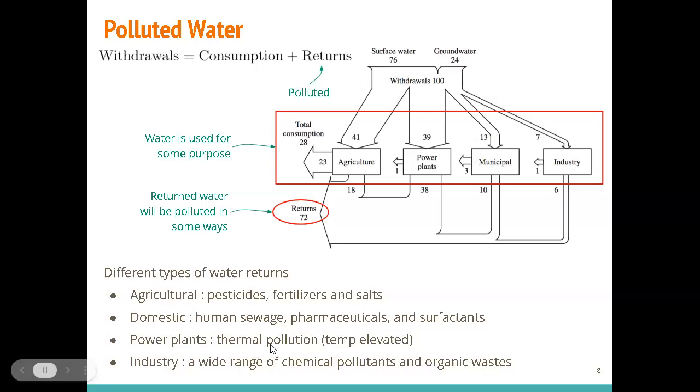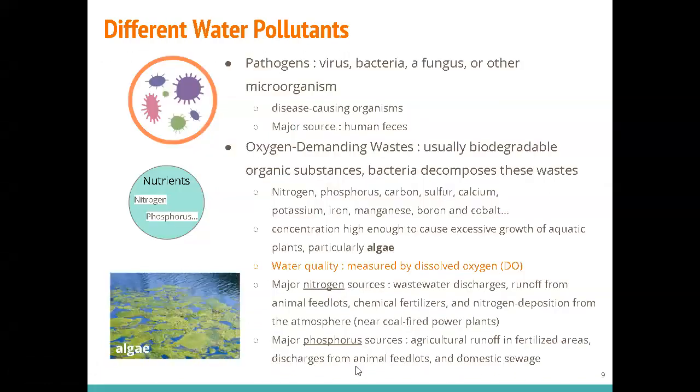Okay, and power plants is thermal pollution, temperature elevated. So that's the pollution that we're talking about, thermal pollution. Okay, and industry, of course, a wide range of chemical pollutants. Okay, so there are different types. We need to define the different types.